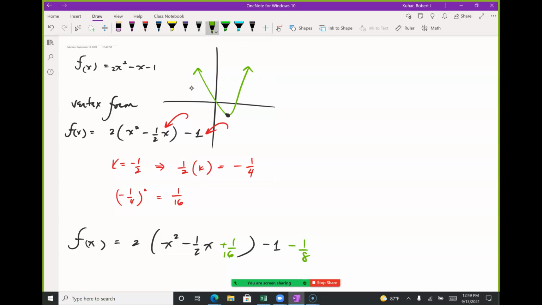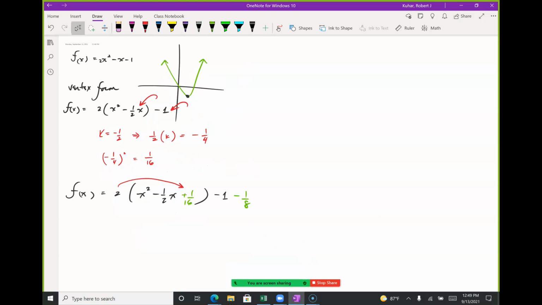And so I'm saying I've added 1/16 on the inside. I have subtracted the same thing on the outside. And where am I getting the 1/8 from? 2 times the 1/16 is what I've really added. So since I put that 1/16 inside, but I'm distributing by 2, I've got to make sure I think about, after I distribute the 2, what do I really have there? 1/8, and I want to make sure I get rid of that 1/8. How are we doing there?